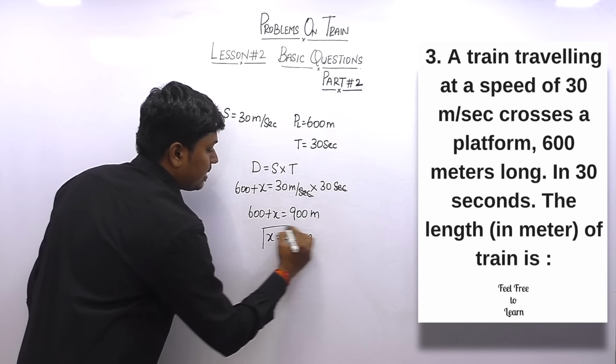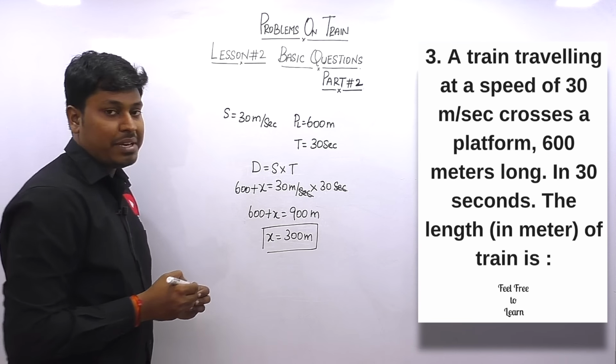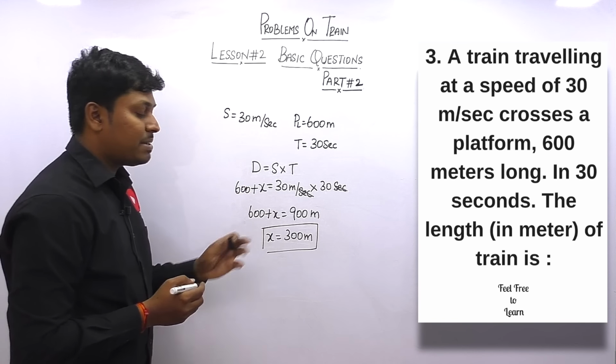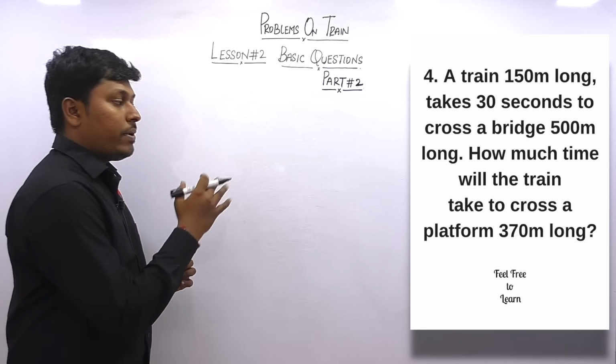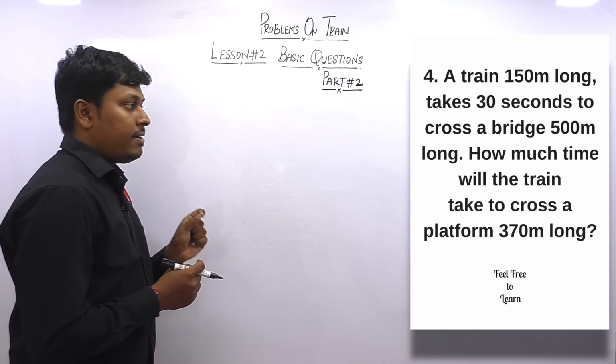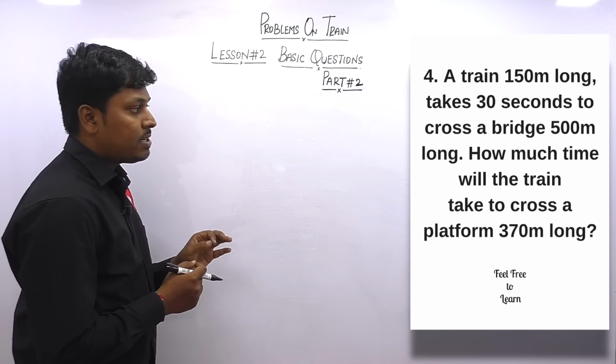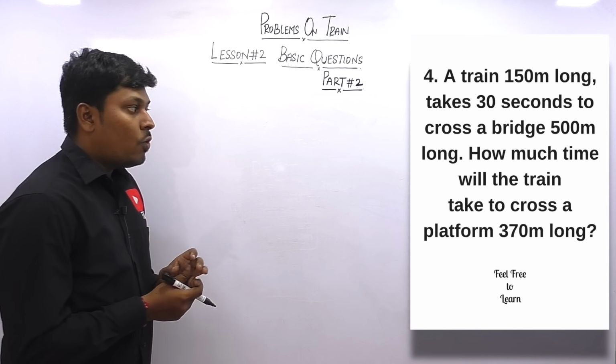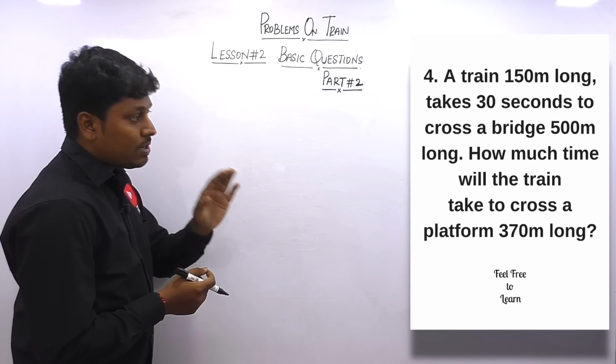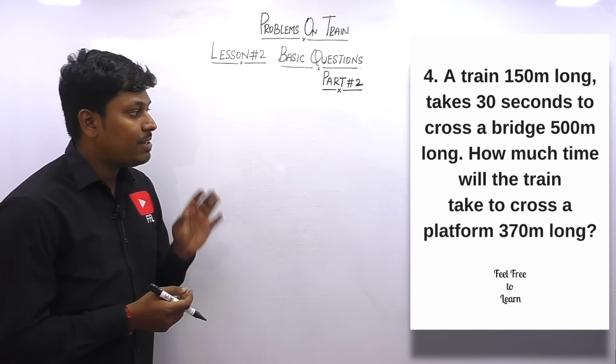So we can say that the length of the train is 300 meters. So the answer for question number 3 is 300 meters. Question number 4. A train 150 meters long takes 30 seconds to cross a bridge 500 meters long. How much time will the train take to cross a platform 370 meters long?